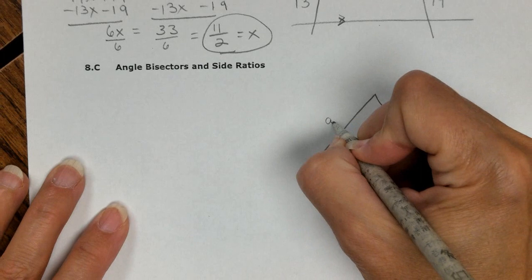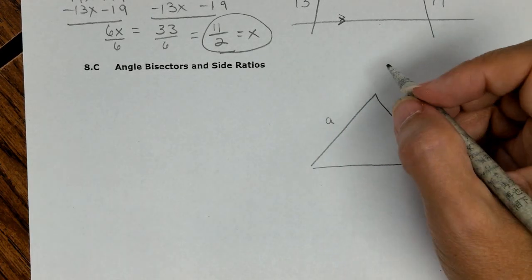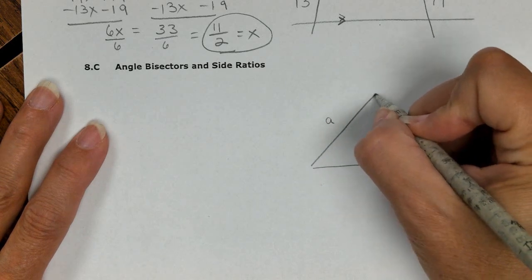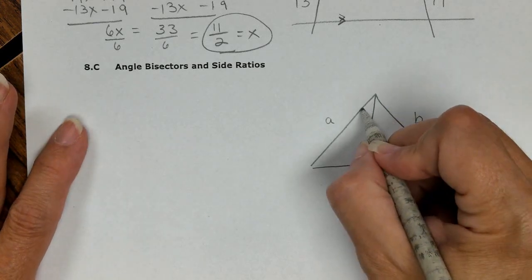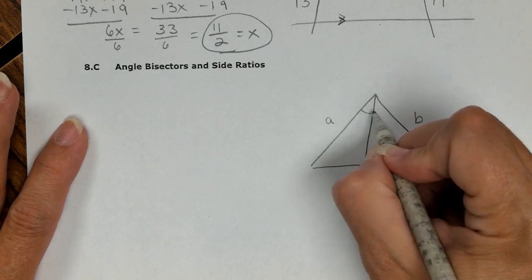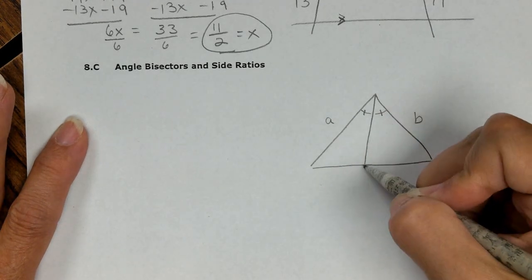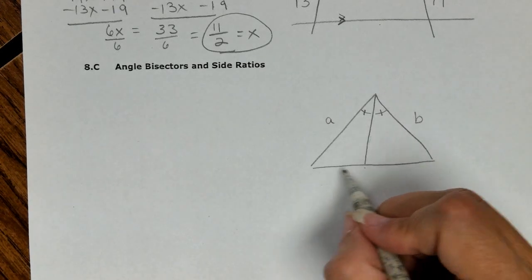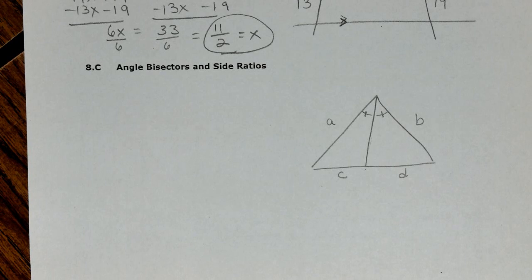And let's see, that side is length A, here's B, and on the bottom, okay, so we're going to have an angle bisector. That means this angle is being bisected. That is congruent to that. This line is the bisector. When we have this, that splits the other side into two segments. We're going to label C and D.